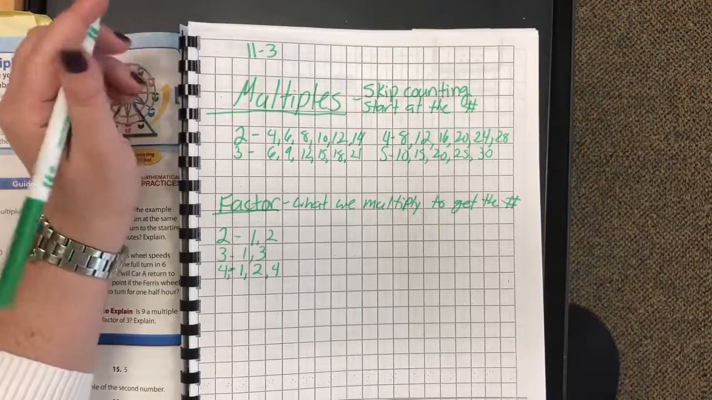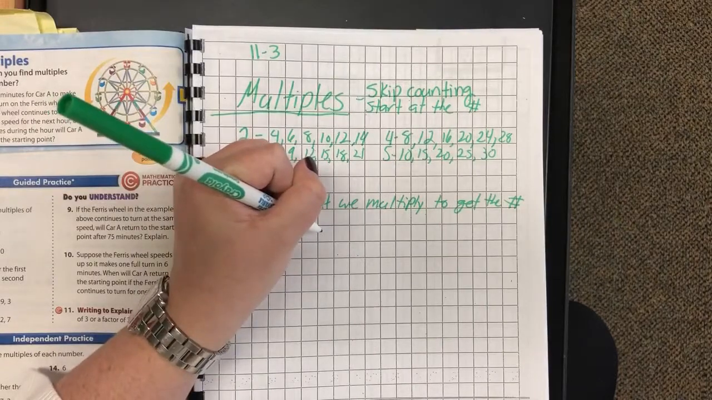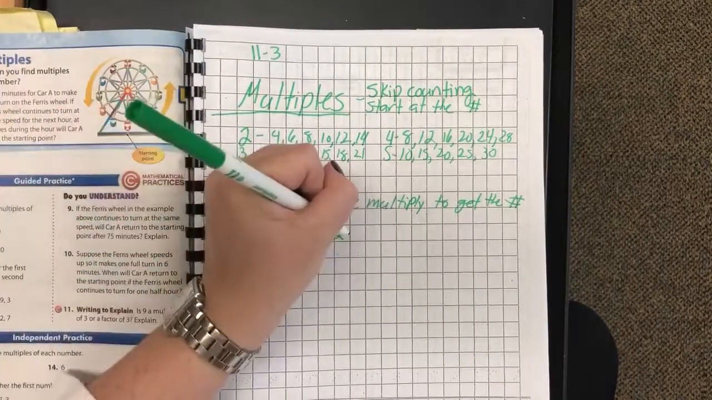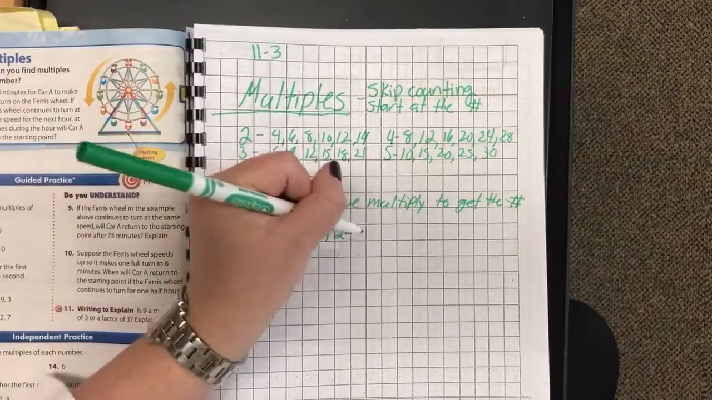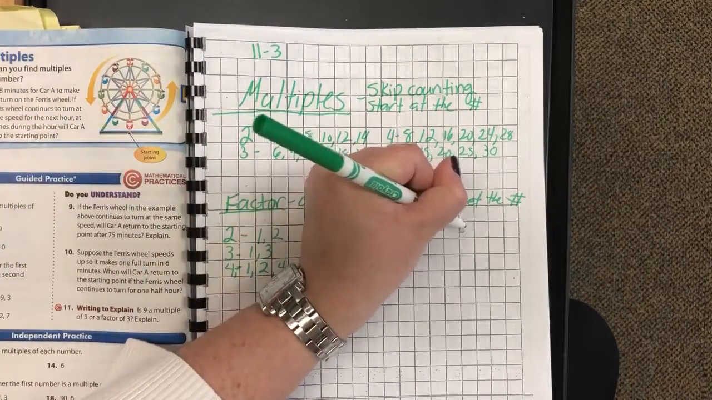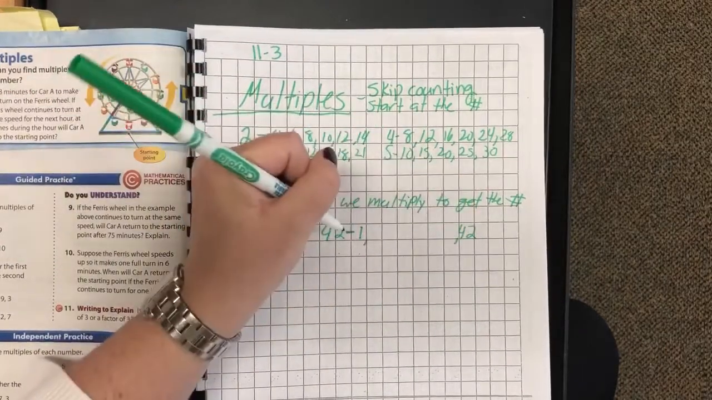If I'm seeing factors, a lot of times you'll see bigger numbers. Like they'll say, what are the factors of 42? That makes more sense. And whenever we're doing factors, we always start with 1 and we end with our number. That's another thing that will help you. And then I go from there.